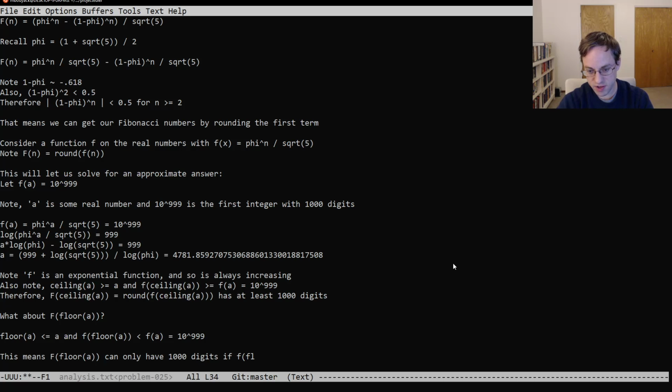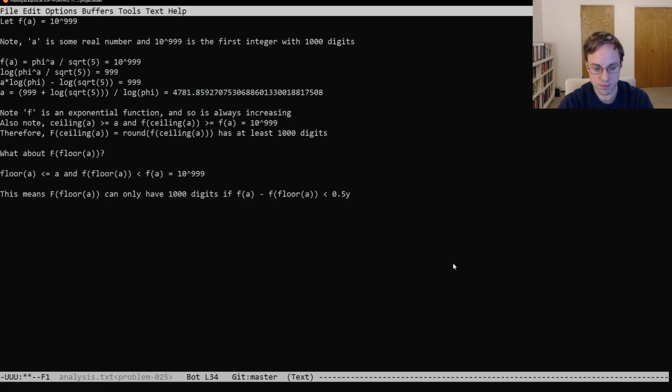f of A minus f of floor of A is less than 0.5. That is, if the difference is less than 0.5, then it will round up to 10 to the 999, and then it will have 1,000 digits. Otherwise, it will not have 1,000 digits. And so this is the only question we have left to answer, whether this difference is less than 0.5 or greater than 0.5.